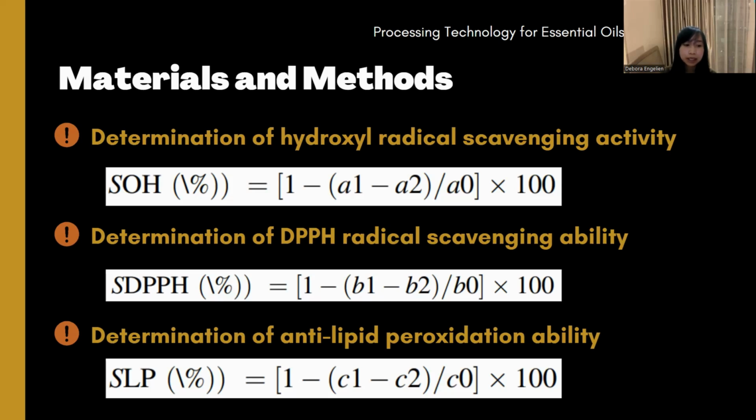And then the antilipid peroxidation ability was calculated according to the following equation. SLP is 1 minus C1 minus C2 divided by C0, and then multiplied by 100. So C1 is the absorbance of the sample, C2 is the background absorbance of the sample, and C0 is the absorbance of the blank. So overall, the equation is the same, just the symbol is different.